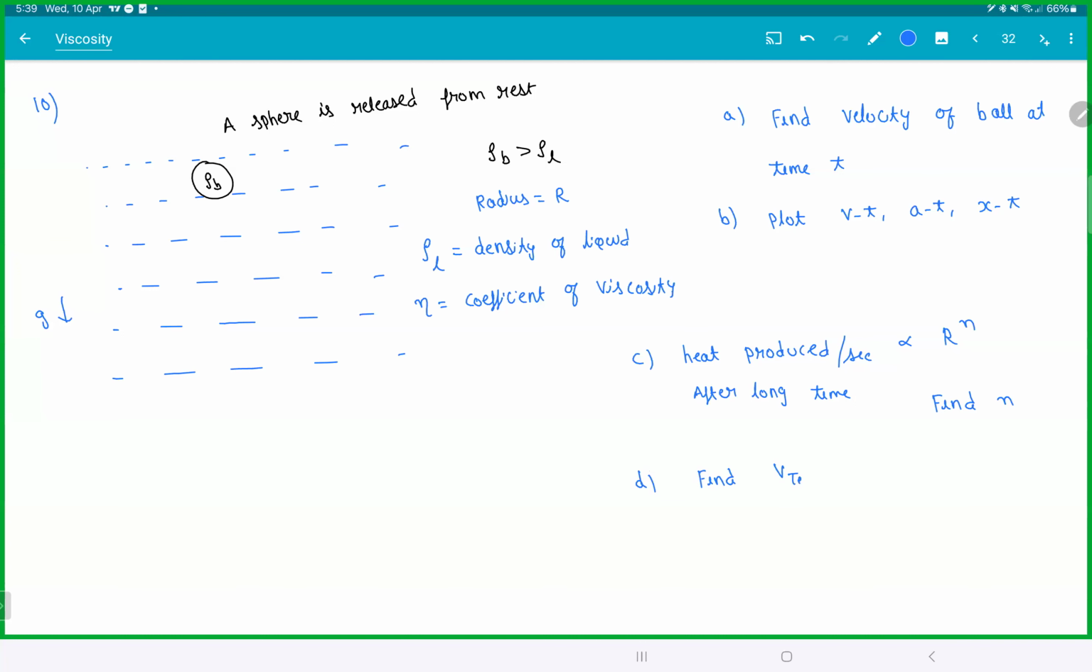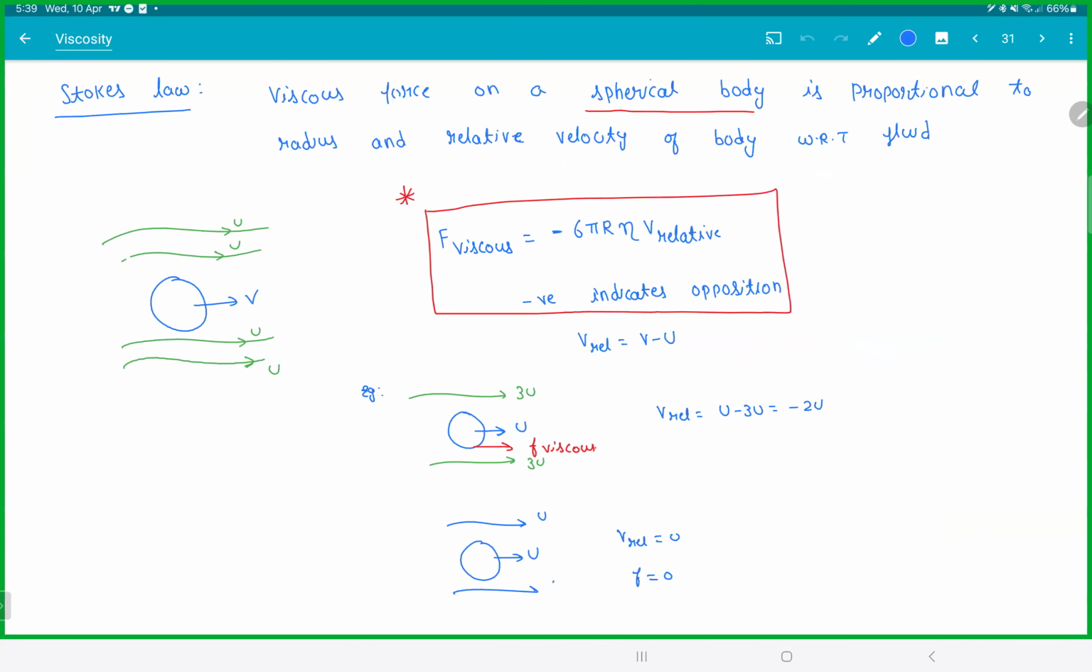Find v terminal. v terminal is the velocity at infinity. Let's get this. The previous page, have a look at this. Got an answer? Please type in the chat box here. I know the answers might be a little weird to type, but yeah.